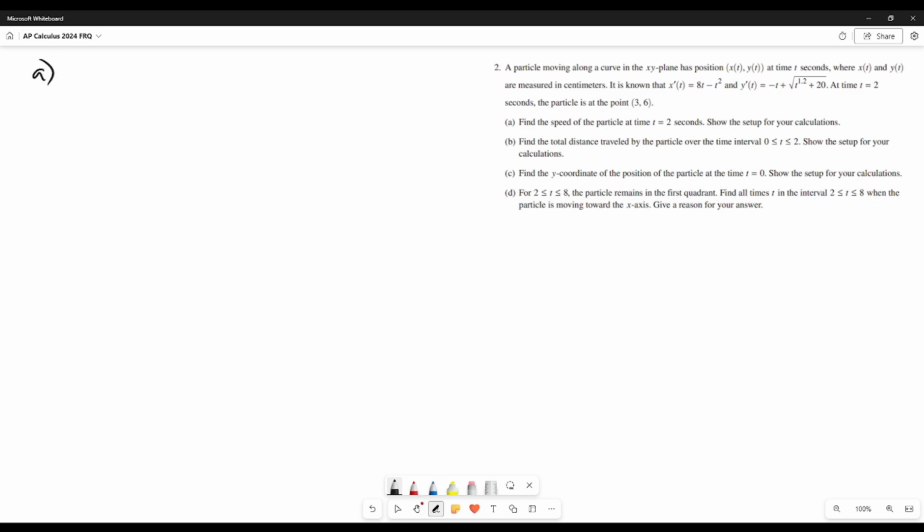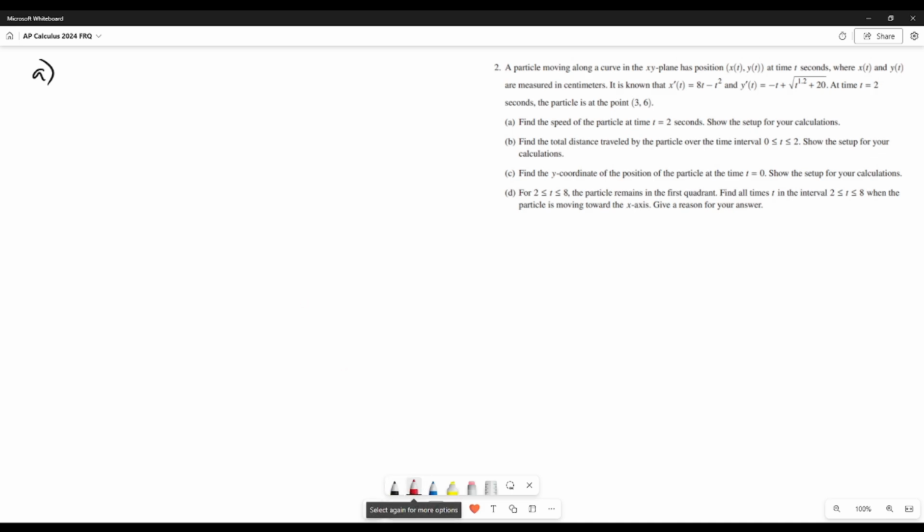So, question 2, a particle is moving along a curve in the xy plane and has position x of t, comma y of t at time t seconds, where x of t and y of t are measured in centimeters. It is known that x prime of t equals 8t minus t squared, and y prime of t equals negative t plus the square root of t to the 1.2 plus 20. At time t equals 2 seconds, the particle is at (0, 6). So part A says to find the speed of the particle at time t equals 2 seconds. Show the setup for your calculations.